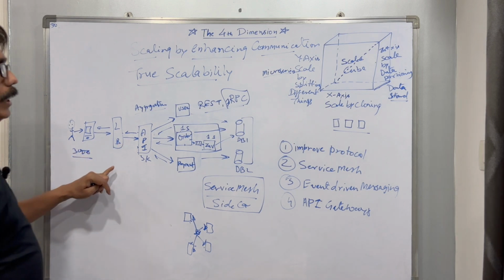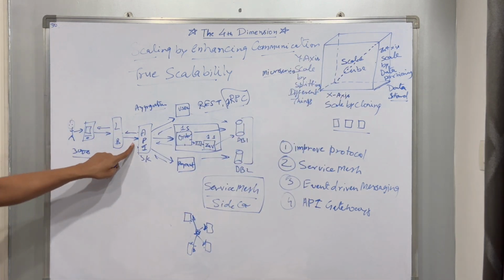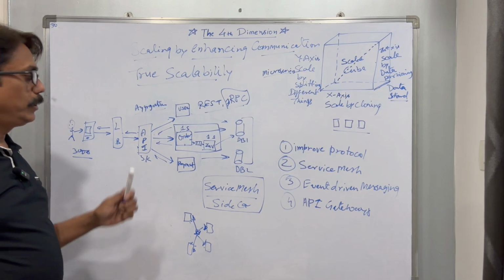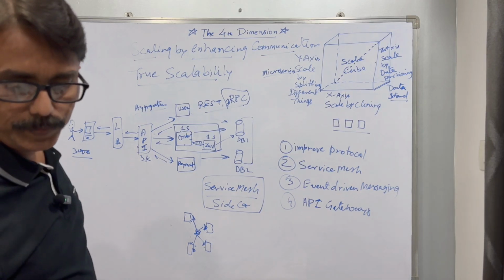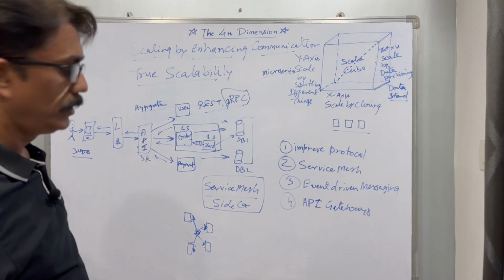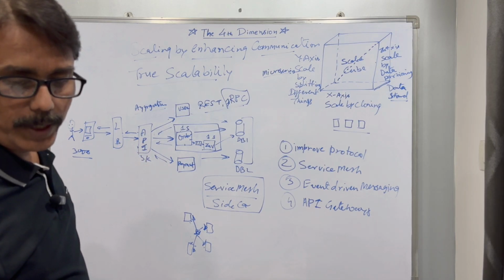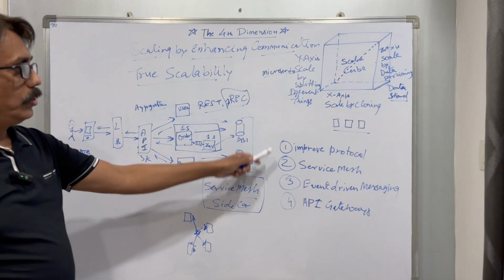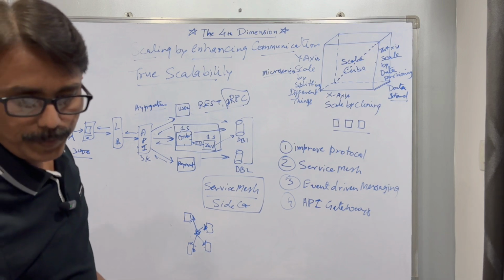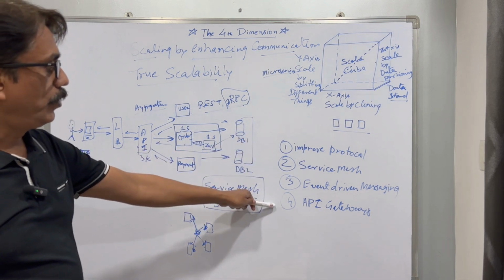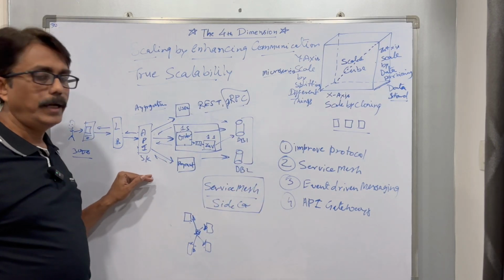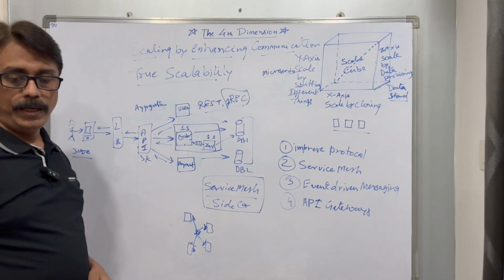So here, again, we have not used any of these techniques, but we have enhanced the scalability. So this is another way. Similarly, throttling and other patterns we can use to enhance the scalability by enhancing the communication. So these are the 4 basic ways, but there are many ways by which we can enhance the communication and have a better scalability.